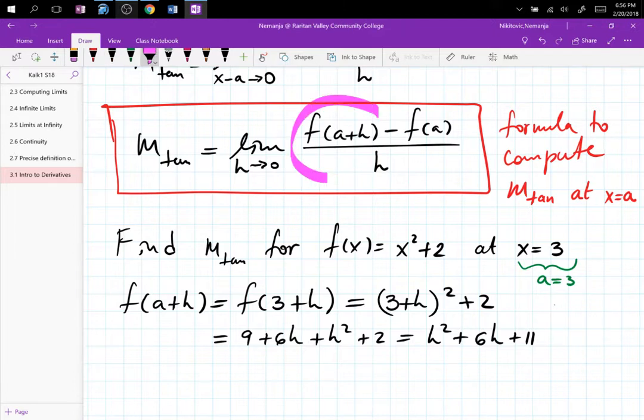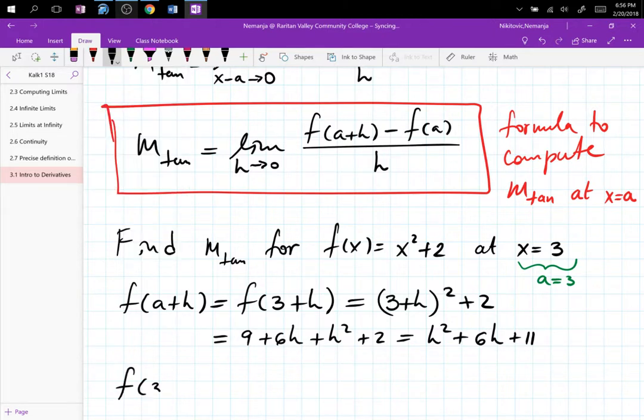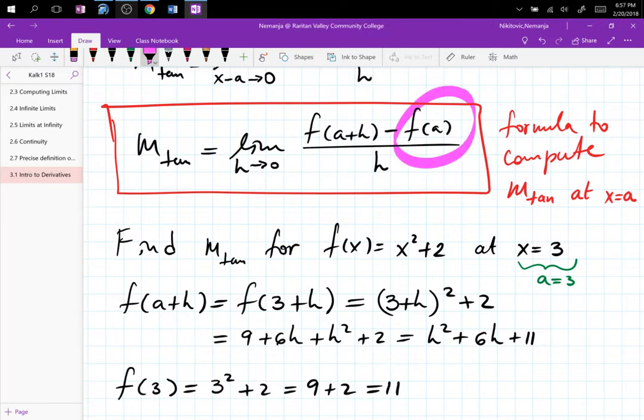What I have is this piece of the formula completed. Now I need to find f of 3. That's the next piece in the puzzle. So f of 3 is, when you plug in 3, 3 squared plus 2, which is 9 plus 2, is 11. That gives me this part of the formula.